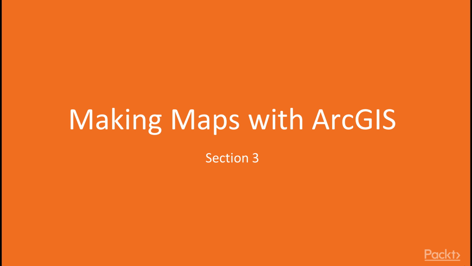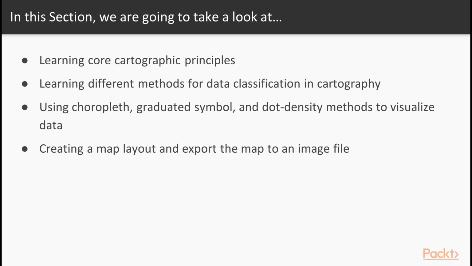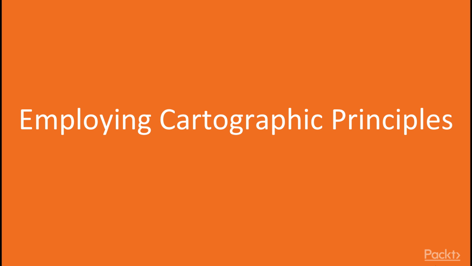Section 3, Making Maps with ArcGIS. In this section, we'll learn about core cartographic principles. You'll then learn different methods for data classification and cartography. You'll use different cartographic methods such as choropleth mapping, graduated symbols, and dot density maps to visualize your data. And then you'll learn how to create a map layout in ArcGIS and export your map to an image file.